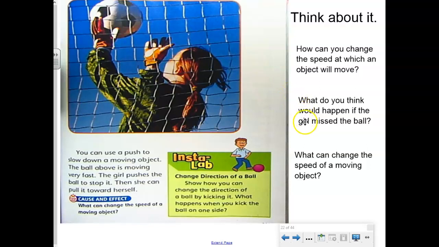What do you think would happen if the girl missed the ball? Do you think the ball would continue to go? And the ball would probably continue until it quit rolling. What can change the speed of a moving object? Force has to be applied to stop it as well.